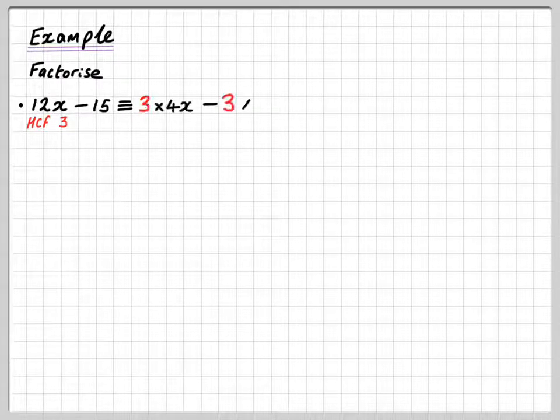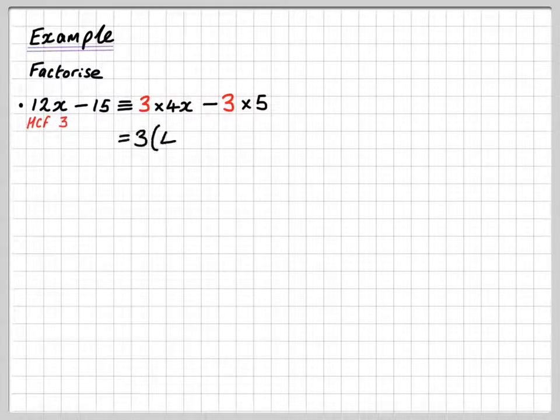Well, let's have a look at a series of other examples. So for my first one, I'm going to look at 12x minus 15. I've got 2 terms here, and I can see that each one of them can be divided by 3. So my highest common factor is 3. I'm now going to rewrite each term by using the fact that 3 is the highest common factor. So the first term could be written as 3 times by 4x, which would give me 12x, minus 3 times by 5, which would give me the minus 15.